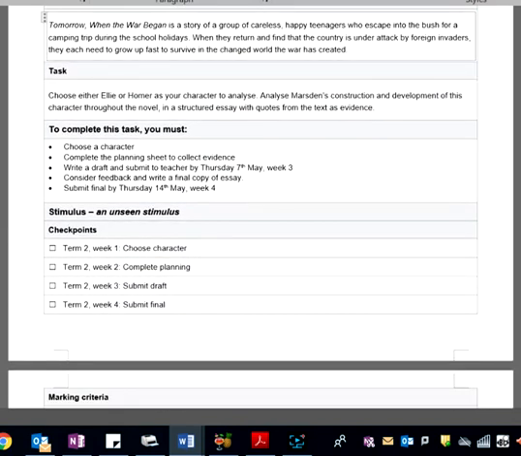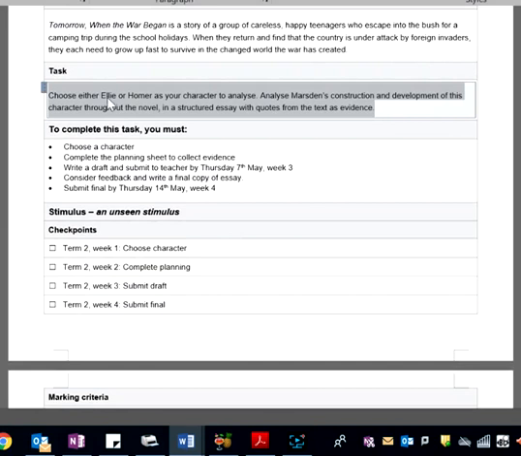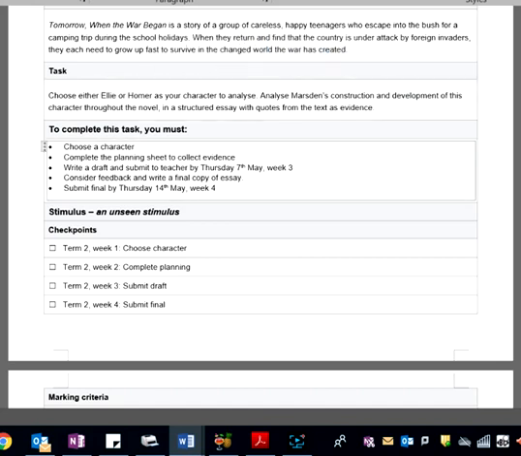Your task, your assignment. Choose either Ellie or Homer as a character to analyze. Analyze Marsden's construction and development of this character throughout the novel in a structured essay with quotes from the text as evidence. Okay, let me read that again. All right, we know that you can only choose between 2 characters, Ellie or Homer. The reason why you can only choose 2 is because you've been away from school and I haven't been able to help you with the others. If you really want to do Fee or Kevin or someone, sure, go ahead. The only one you can't do though is Robin.